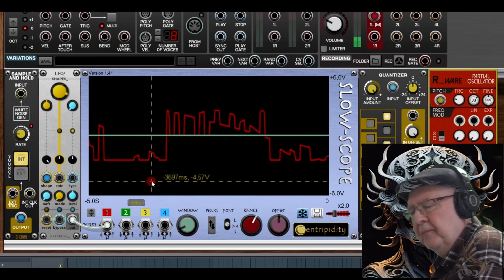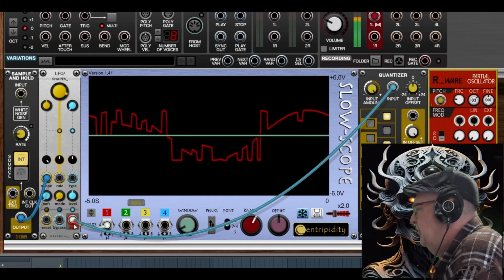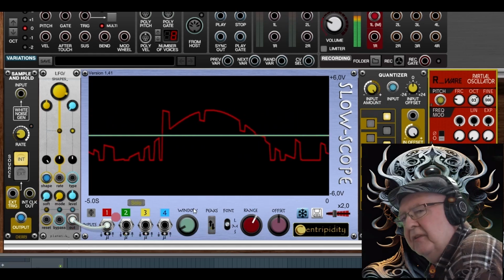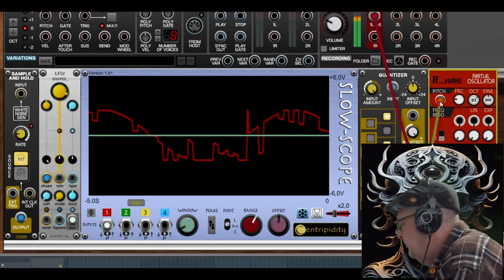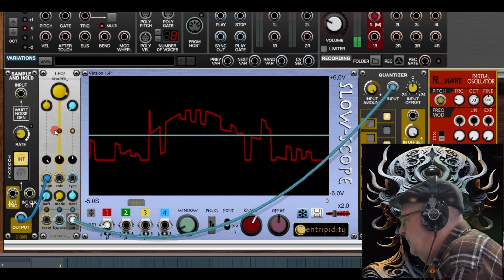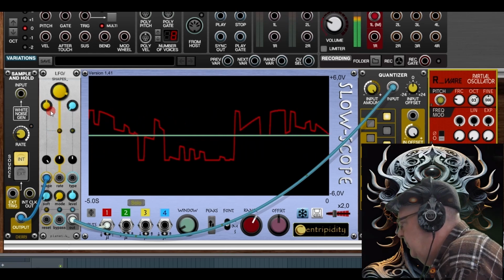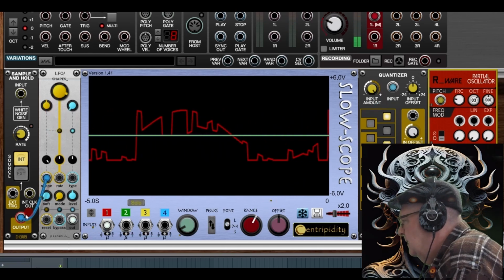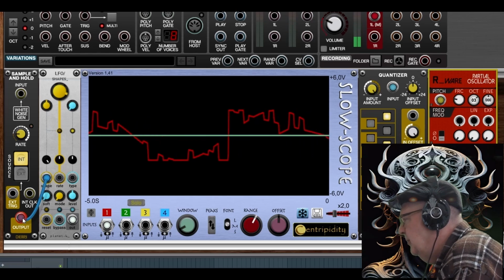So we get different wave shapes of the LFO, so different developments of the pitch, and the shape of the LFO is randomized using the sample and hold.